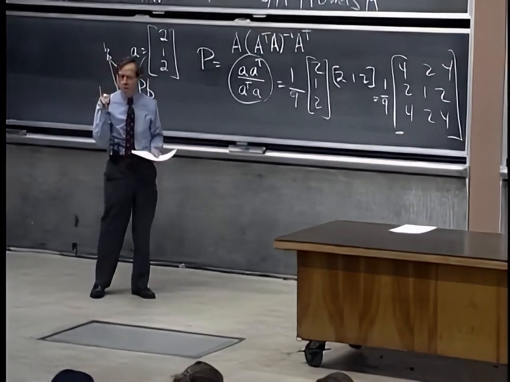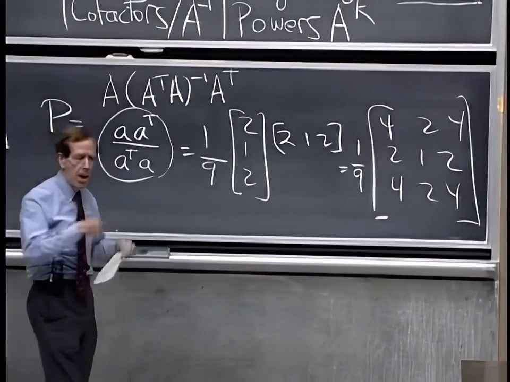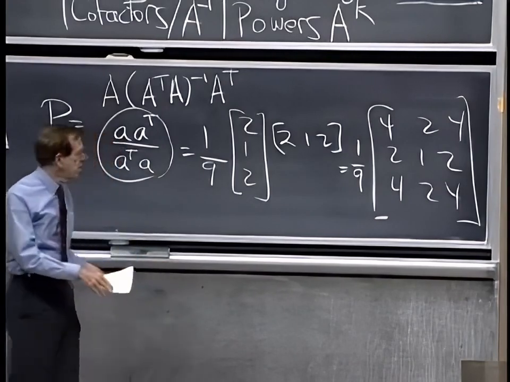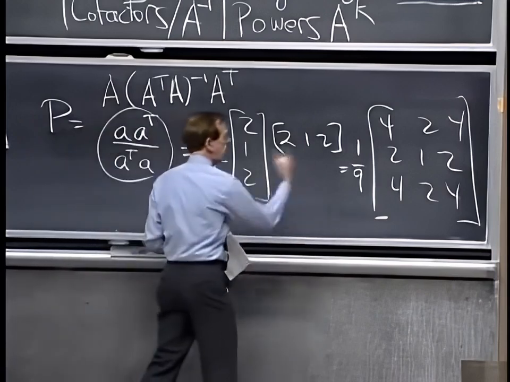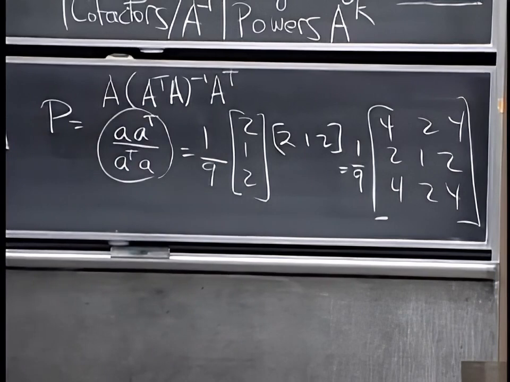Rank is 1. What's the column space? If I apply P to all vectors, then I fill up the column space. It's combinations of the columns. So what's the column space? Well, it's just this line. The column space is the line through 2, 1, 2.